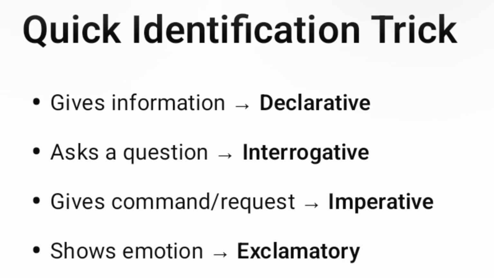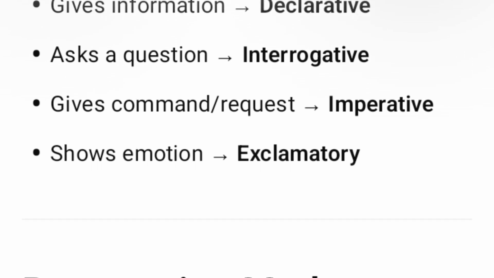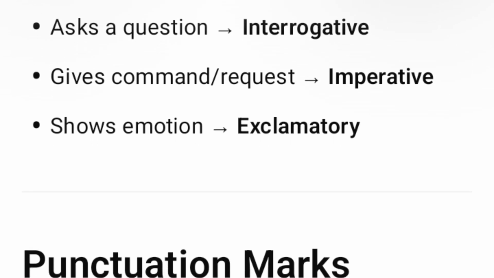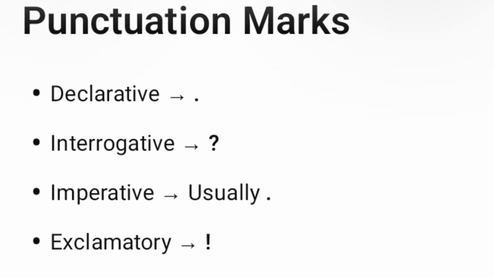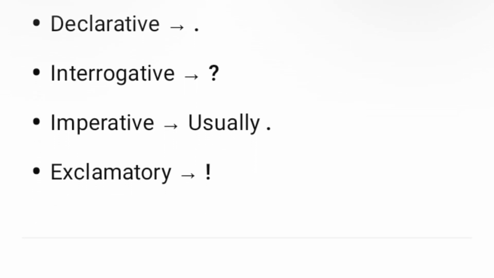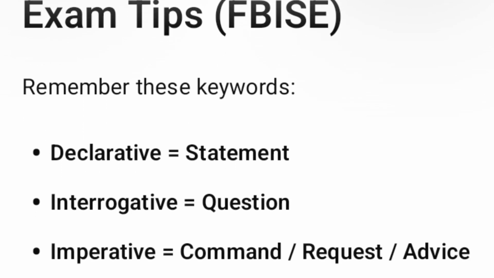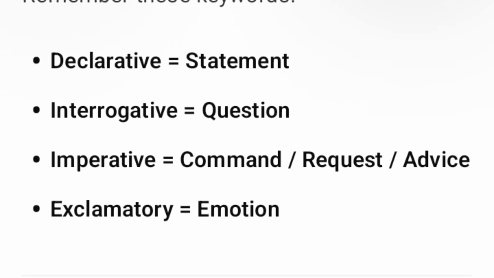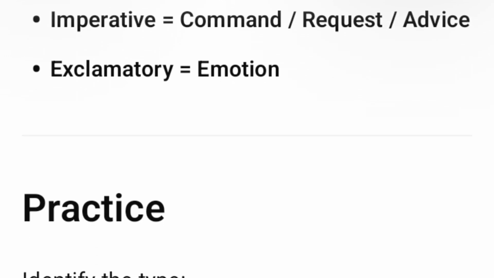Quick identification trick. Gives information: declarative. Asks a question: interrogative. Gives command or request: imperative. Shows emotion: exclamatory. Punctuation marks: declarative, interrogative, imperative usually end with a full stop, question mark, and full stop respectively; exclamatory ends with an exclamation mark. Exam tips. Remember these keywords. Declarative is statement. Interrogative is question. Imperative is command, request, advice. Exclamatory equals emotion.